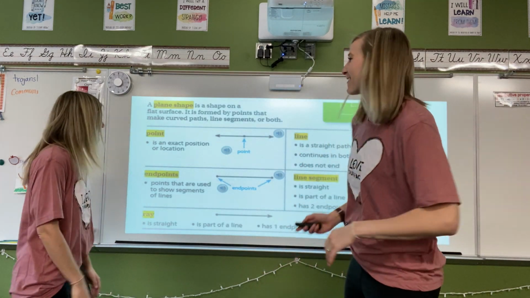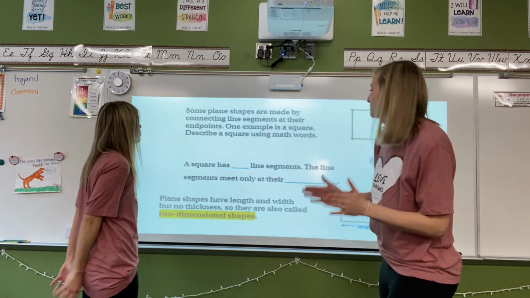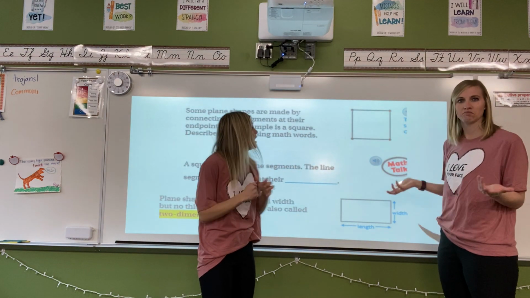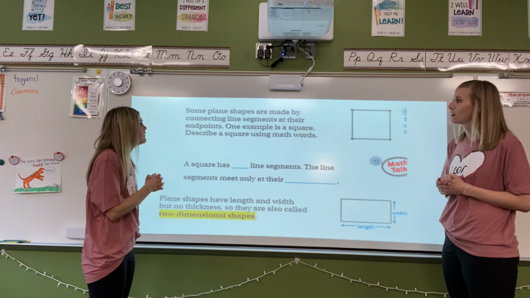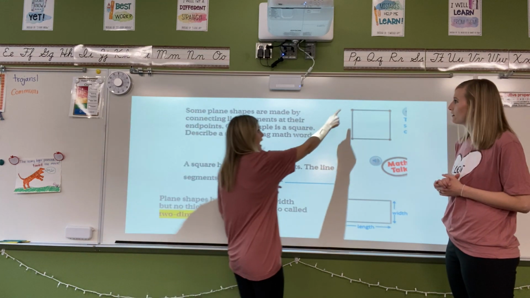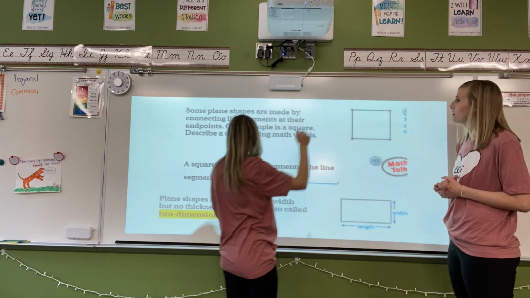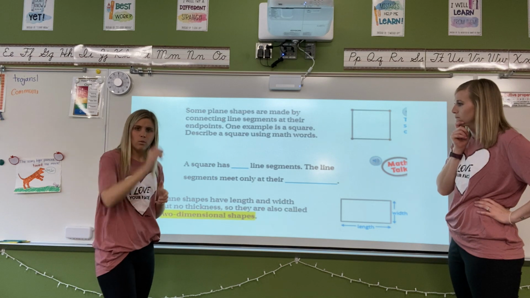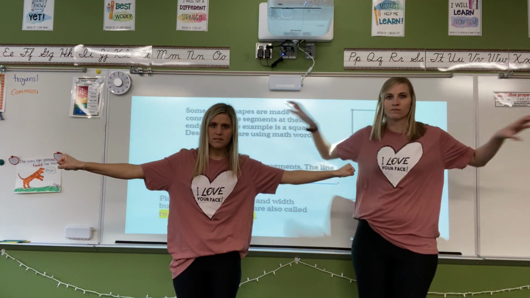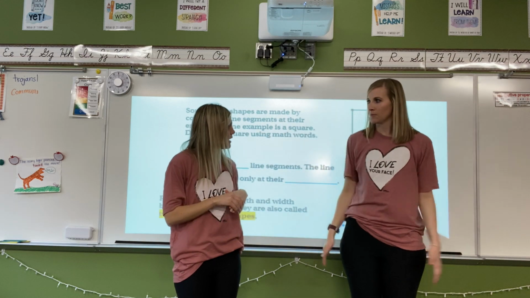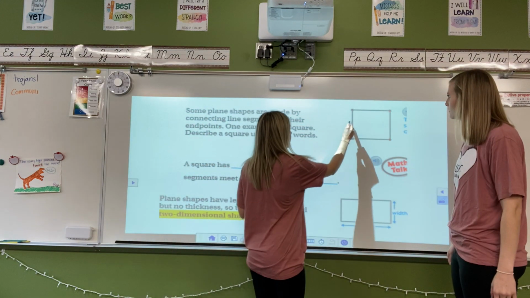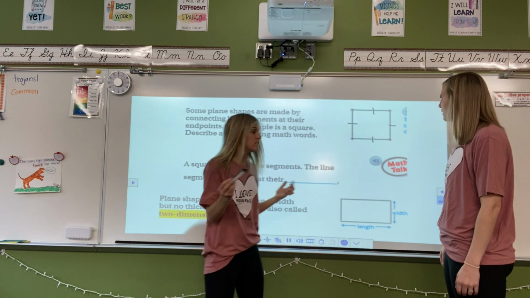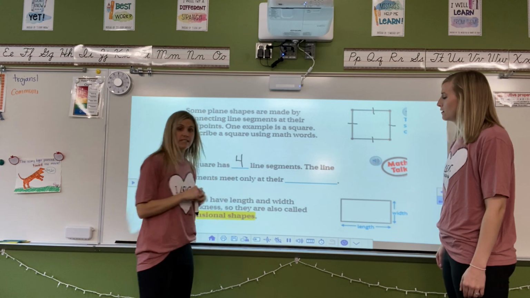Alrighty, here we go. All right, so we are looking at this shape over here. A lot of us know this. This is a square. If you look at it, it says some plane shapes are made of connecting line segments. A square has these line segments. The question asks, a square has blank line segments. Well, how many of those line segments do you see in this square? Let's count them. I see one right here, two, three, four. So a square has 4 line segments.